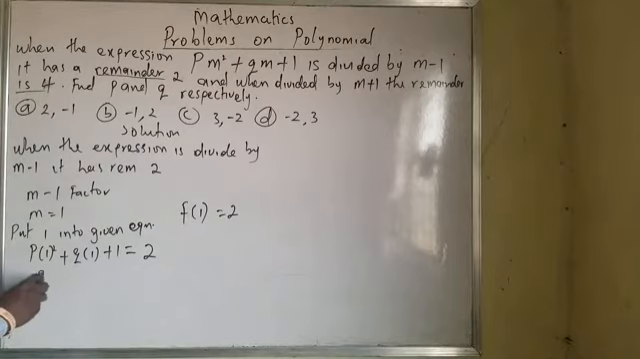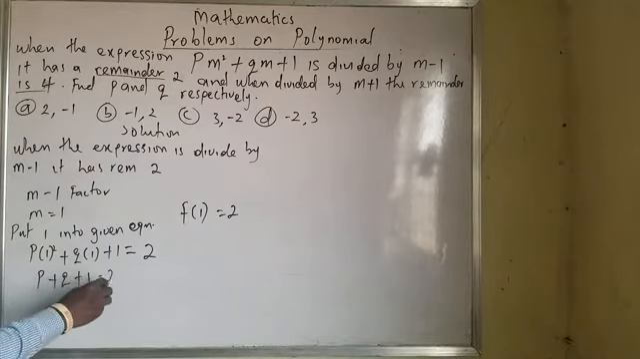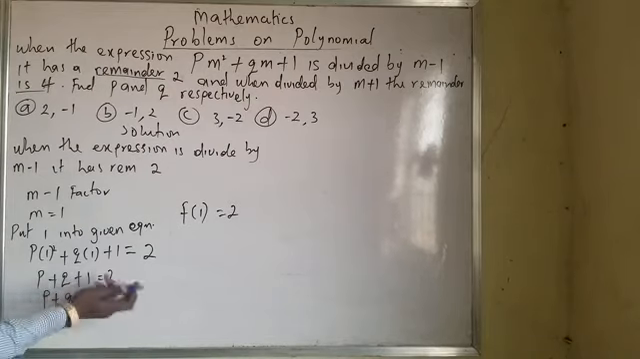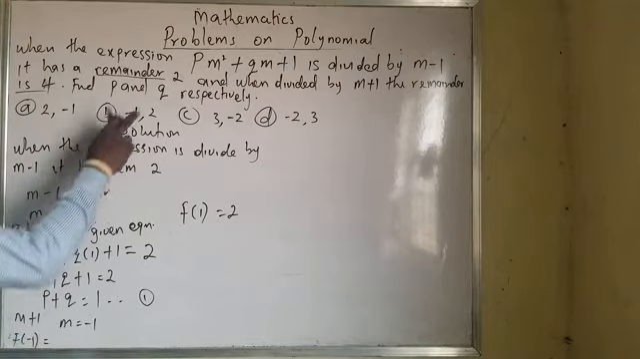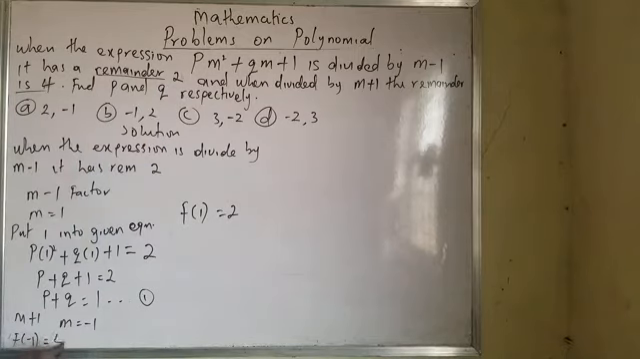Now, p plus q plus 1 equals 2, so p plus q equals 1. I'll call it equation 1. Now, the next one is when it's divided by the other one. m plus 1 is a factor. It means m will be equal to minus 1, which means f of minus 1 has remainder 4.